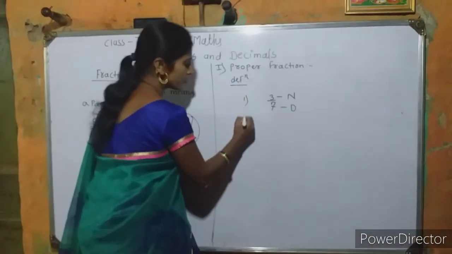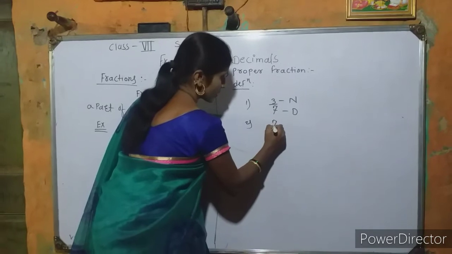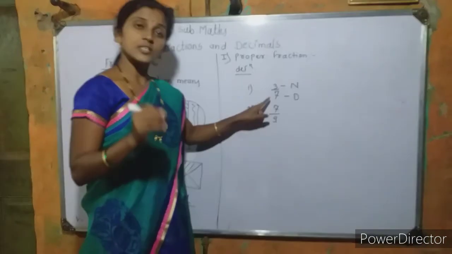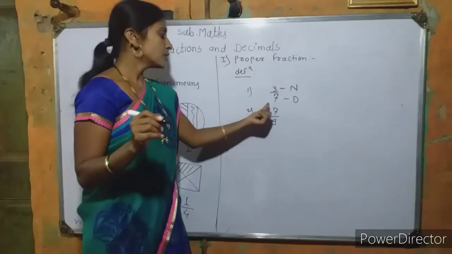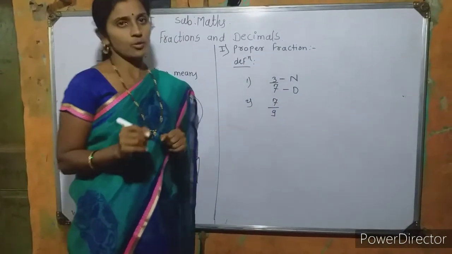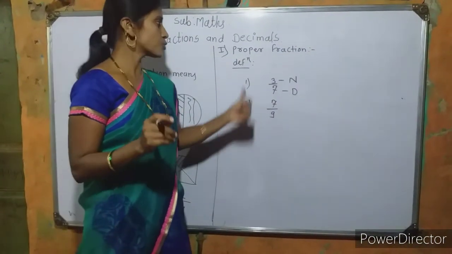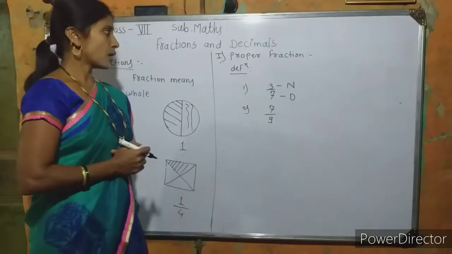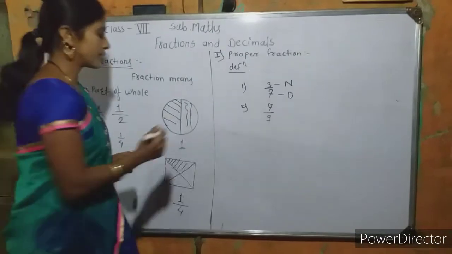One more example we will take here, 7 by 9. Here also 7 is less than 9. That means the numerator is less than the denominator. So this fraction is also called a proper fraction. Are you getting this one? Okay. Now the second one is improper fraction.